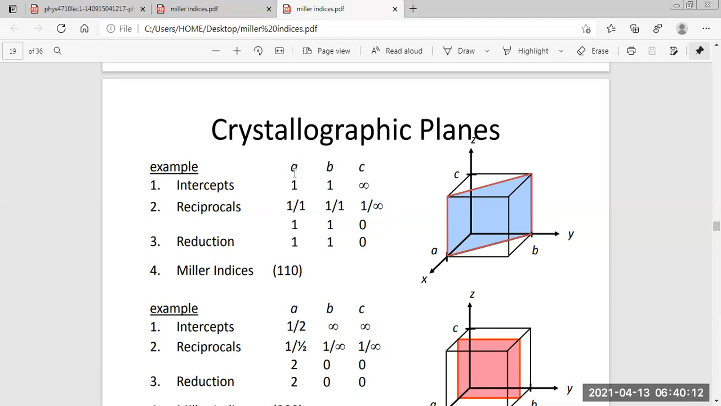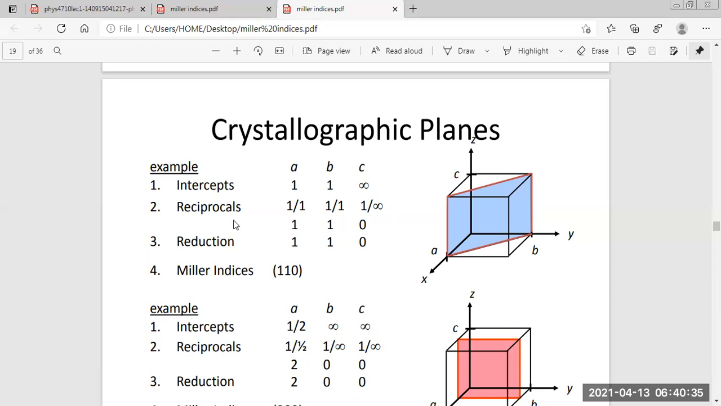And for this plane, the reciprocal intercepts: what is the coefficient of A? 1. What is the coefficient of B? 1. This plane is not cutting the z-axis; it is parallel to the z-axis, so I have written it as infinity. This is the rule of calculating Miller indices: whenever the plane is parallel to any of the axes, we designate it with infinity.